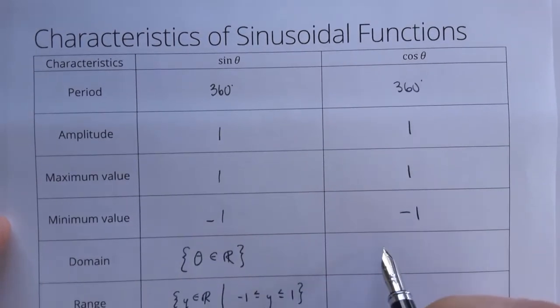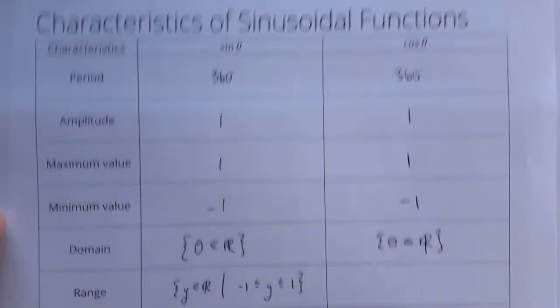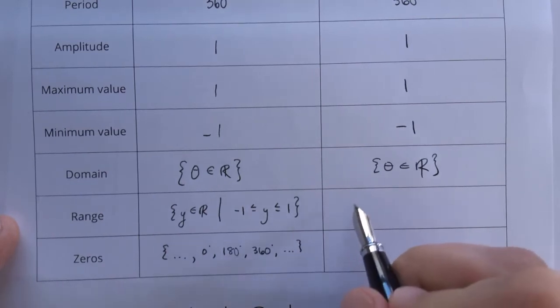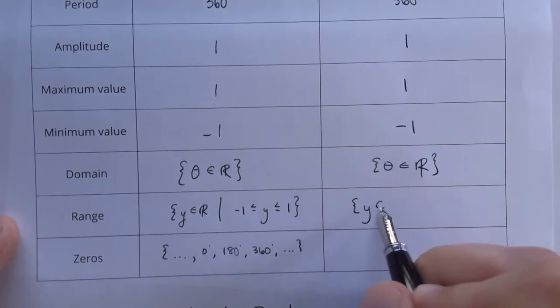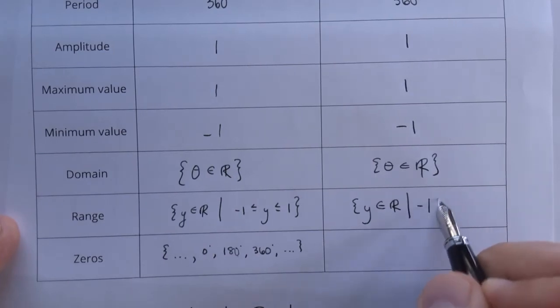The domain is also any real number. The range is also anything from -1 to +1. So wow, looking really, really similar here. These curves are almost identical. They're just in a different place horizontally.